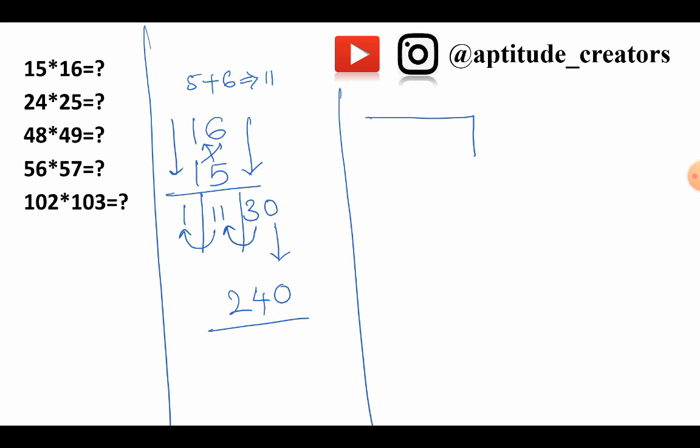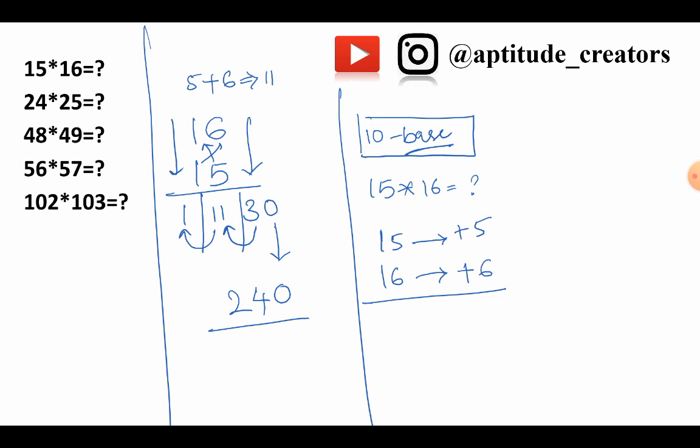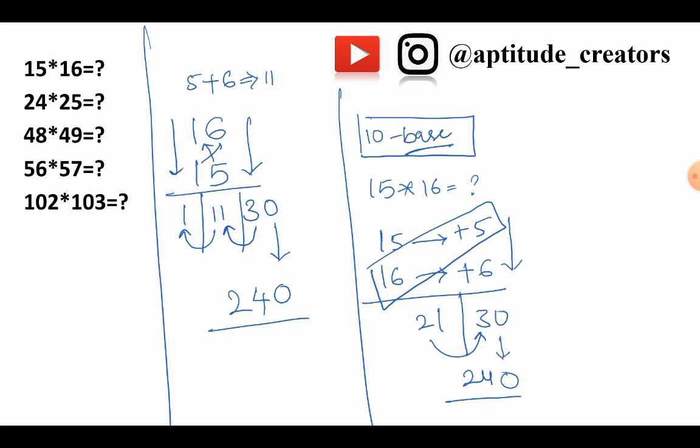The other method: I am considering the base number as 10. If I am considering base value as 10, 15 into 16 is equal to how much? Now 15, how much is more when compared to 10? Plus 5 is more. And 16, how much is more when compared to 10? Plus 6 is more. Now 5 into 6 will give the result as 30. 16 plus 5 will give the result as 21. But the final answer is not 2130. So what you have to do is write 0 as it is. 21 plus 3 will give the result as 24. Answer is 240. Now this method is only applicable when the numbers are between 10 to 19.